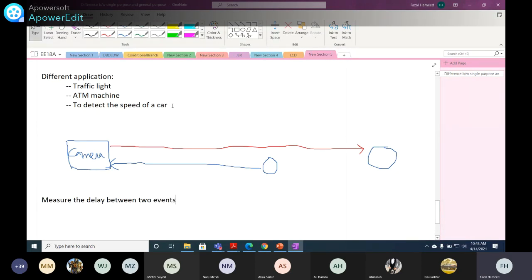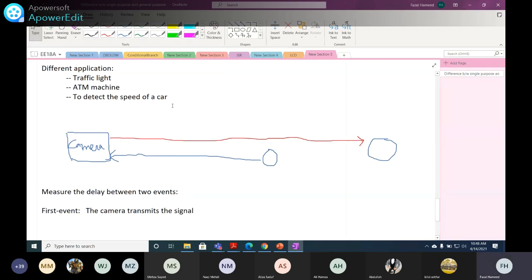Two events. What is the first event? Transmits the signal. What is the second event?